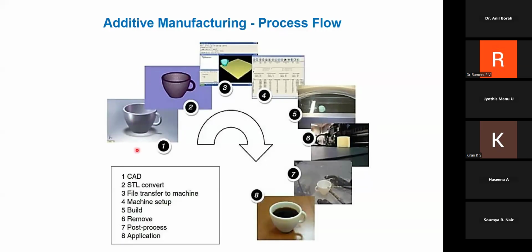The second step is STL conversion. STL means standard tessellated language. Sometimes people call it standard triangulation language. It means that the surface of the CAD model is converted into small triangular facets. This is for the purpose of finding out the coordinates of each surface point of your CAD, right?